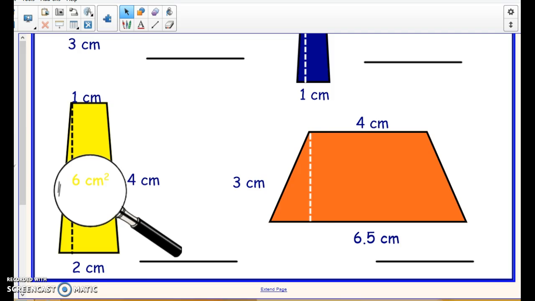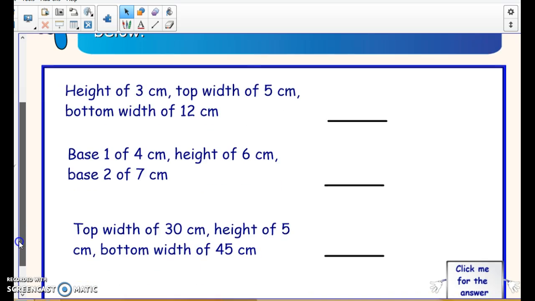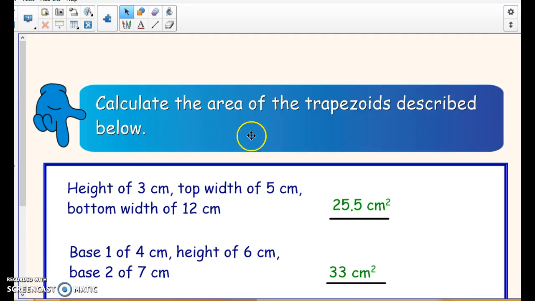And then you might have some problems in the book that aren't pictures, but it'll still give you all the information you need. So you have a height of 3, top width of 5, and a bottom width of 12. So I'm adding my 2 widths together. So 12 plus 5 is 17. 17 times 3 is going to give me 51. 51 divided by 2 is going to give me 25.5.